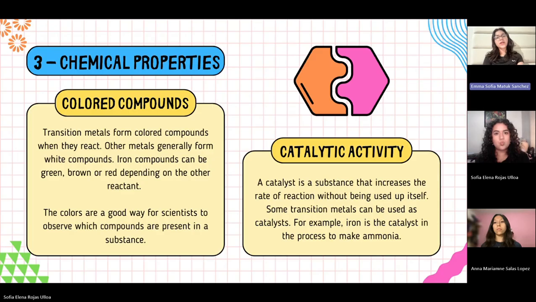And another property is their catalytic activity. A catalyst is a substance that increases the rate of reaction without being used up itself. Some transition elements can be used as catalysts. For example, iron is the catalyst in the process to make ammonia.